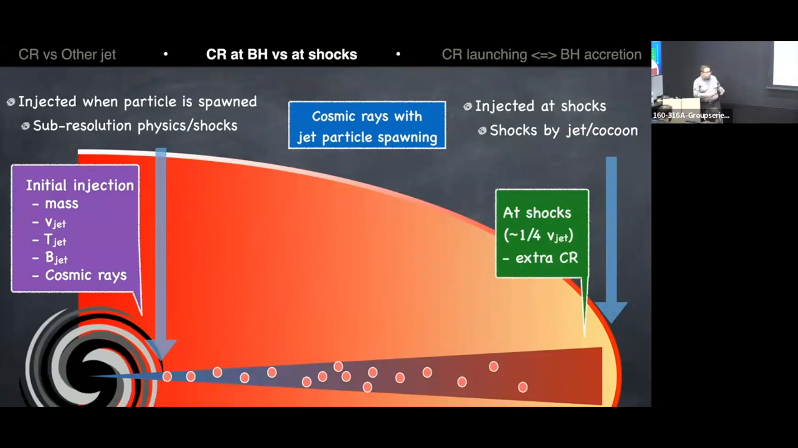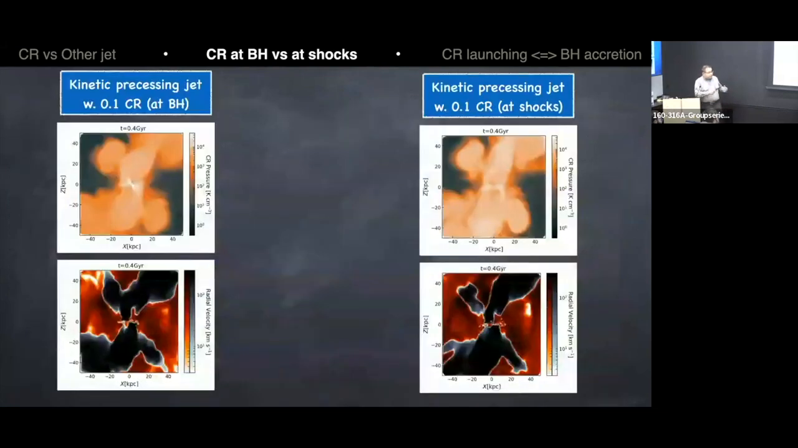However, taking advantage of the particle spawning method, you can also easily inject cosmic rays at the larger scale jet cocoon shock front. Here we have a toy model: when the jet particle is decelerated to 1/4 of the initial velocity, we say it has encountered a strong shock, and we inject cosmic rays there. The motivation is to capture the cosmic rays accelerated by the larger scale shock front. That can have a huge effect on the resulting cosmic ray profile and the jet propagation. For example, these are two constant energy flux jets, with 0.1 of the energy injected either at the black hole vicinity or at the larger scale shock front.